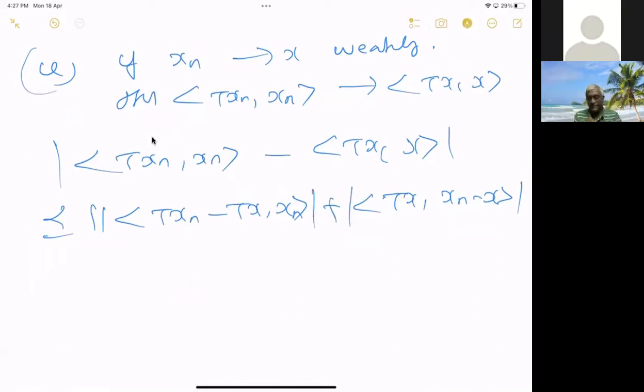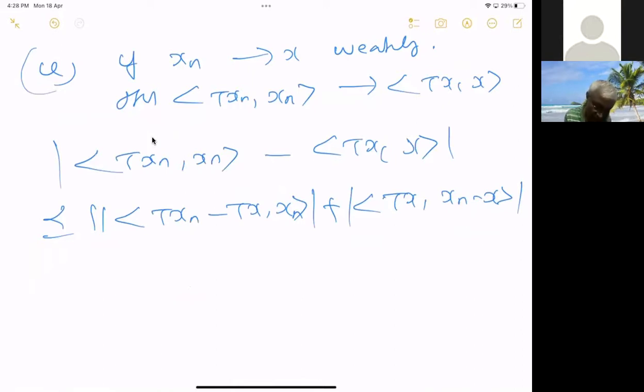Triangle inequality. I'm adding and subtracting in different parts of the inner product. I've just added minus Txn, so that will appear that I have taken it down there.